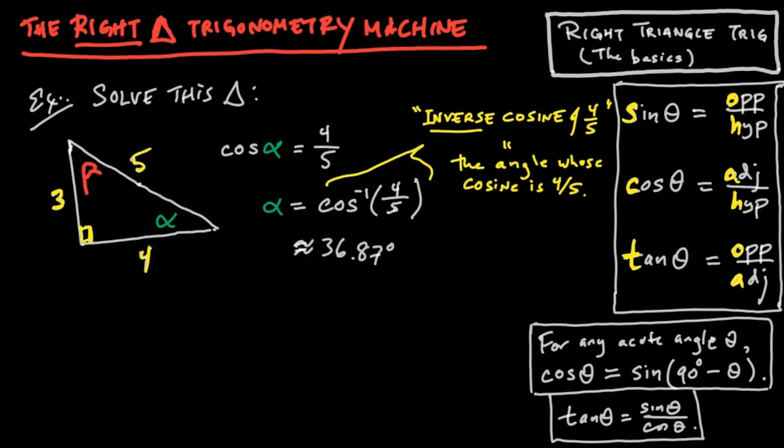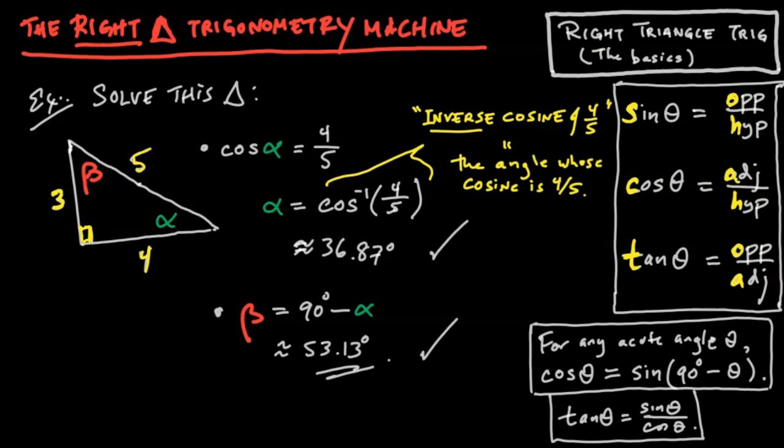So if I call the other one beta, then we know that beta is going to be 90 degrees minus alpha, which is approximately 53.13 degrees. And that's it. We have found the missing parts of our triangle. And you now know how to use the trigonometry machine for right triangles. In chapter 11, we'll extend it to the case where you can use it for any triangle whatsoever.